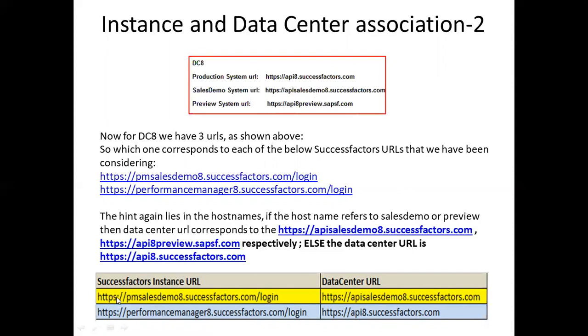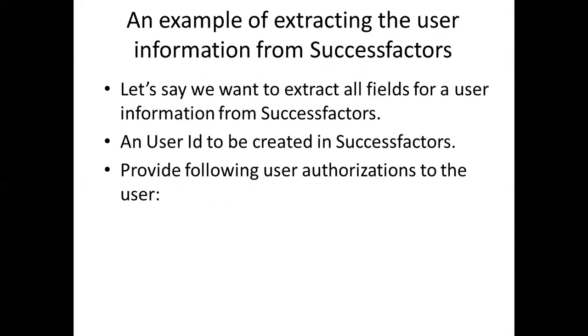So with the SuccessFactors instance URL being PM Sales Demo 8, the data center URL becomes API Sales Demo 8. And with Performance Manager 8 being the SuccessFactors instance URL, the data center URL becomes API 8, as we just saw.